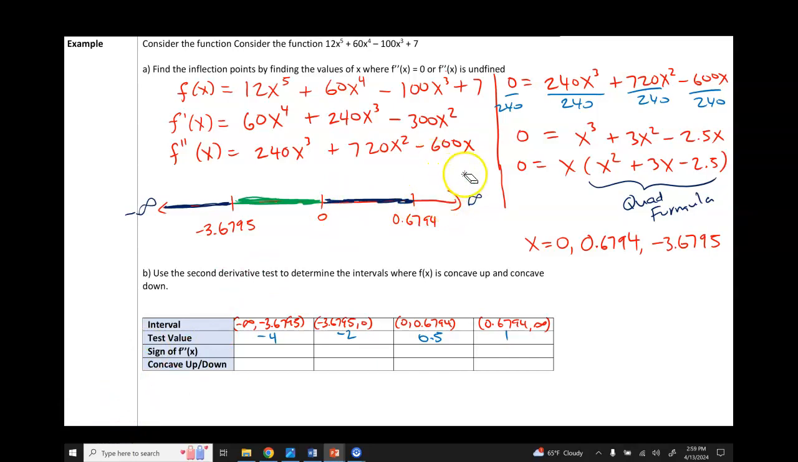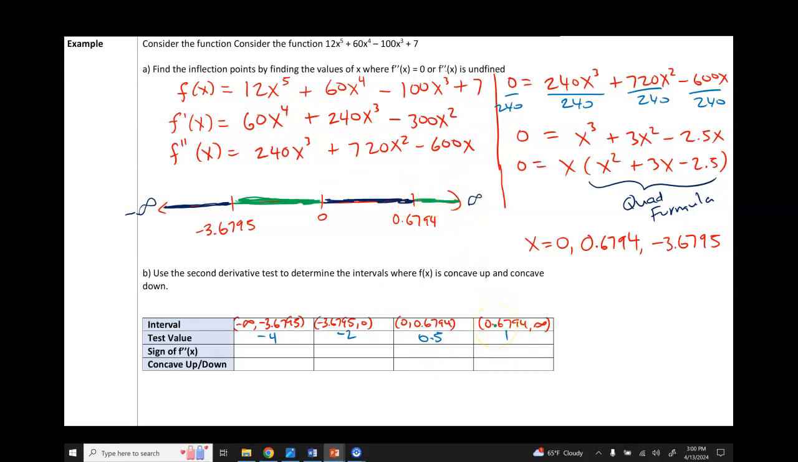So we have to pick a test point in each of the intervals, okay? So you can pick anything to the left of negative 3.6795, I pick negative 4. Pick anything between negative 3.6795 and 0, I pick negative 2. Anything between 0 and 0.6794, I picked 0.5. And then anything to the right of 0.6794, I picked 1.